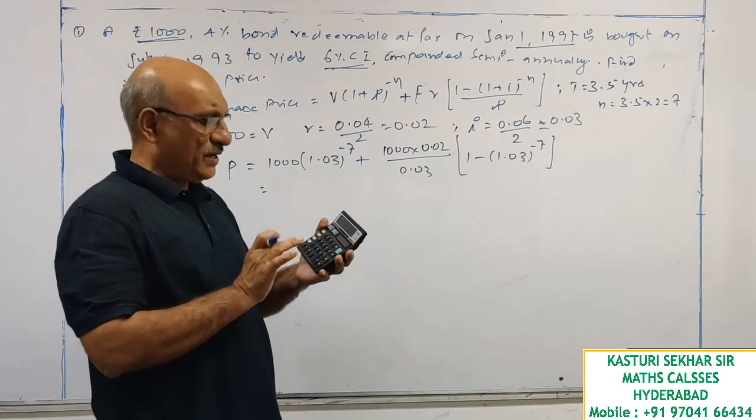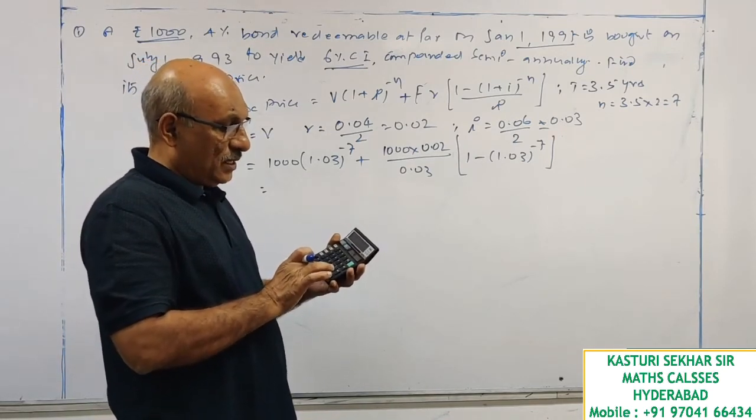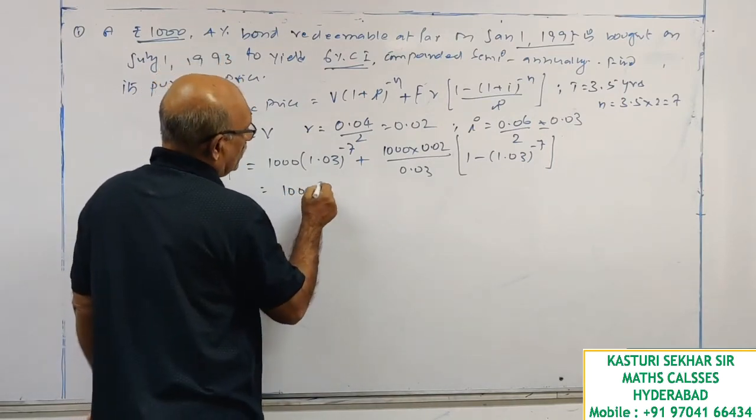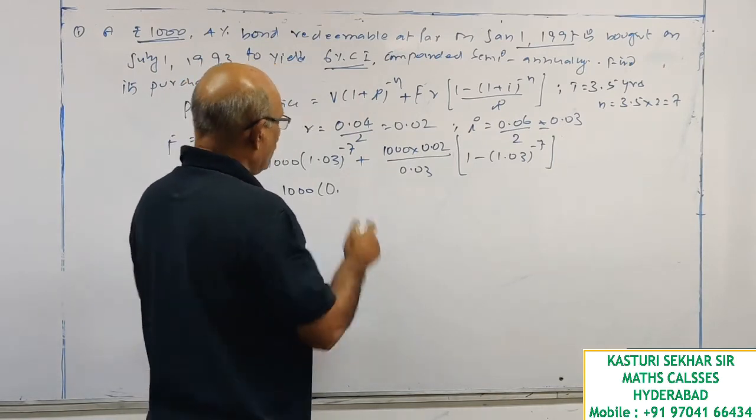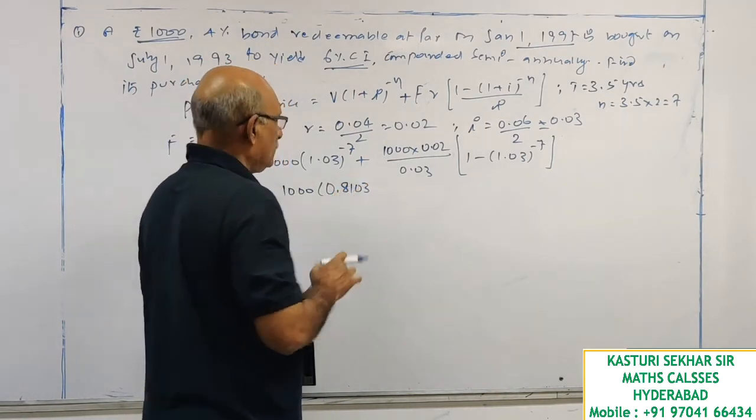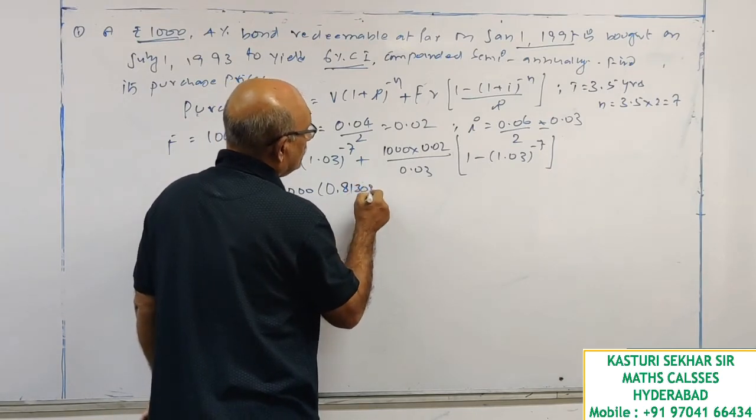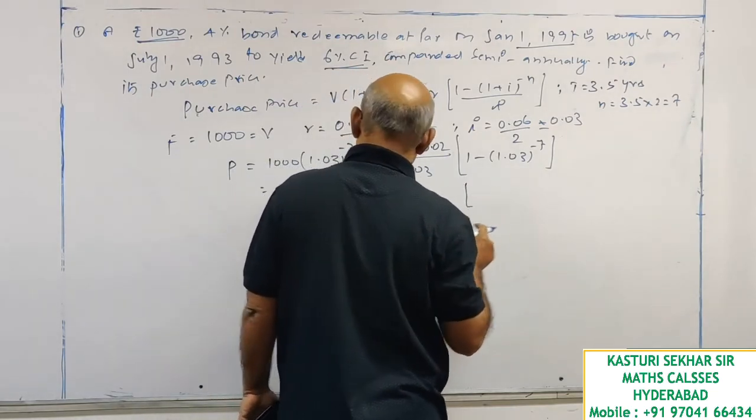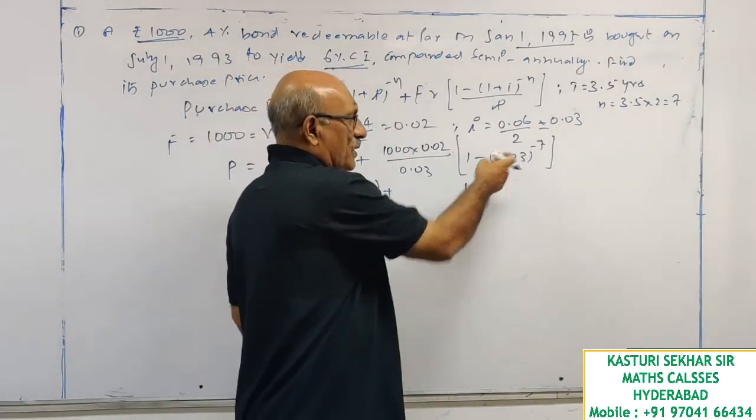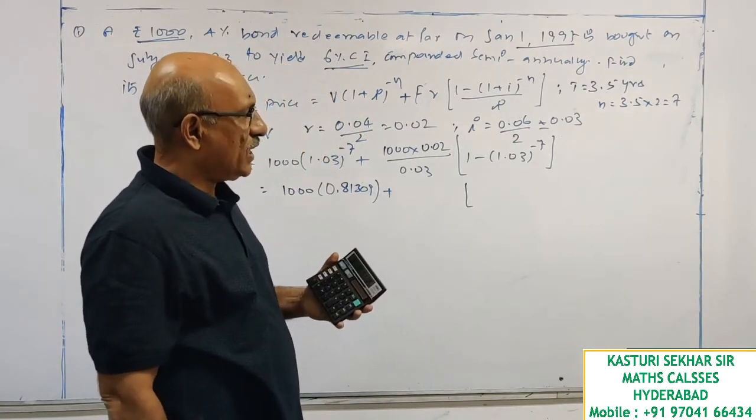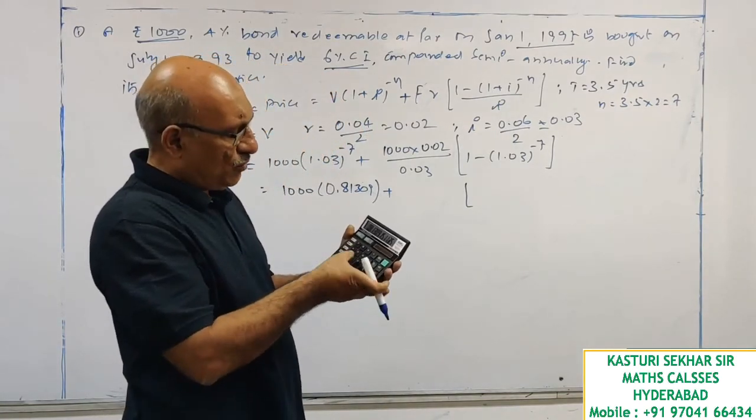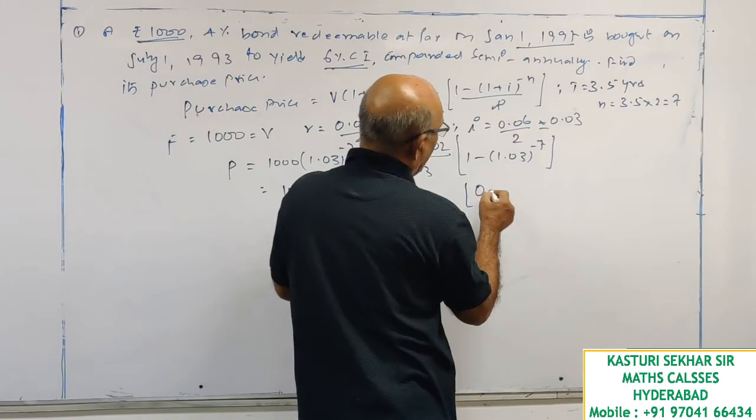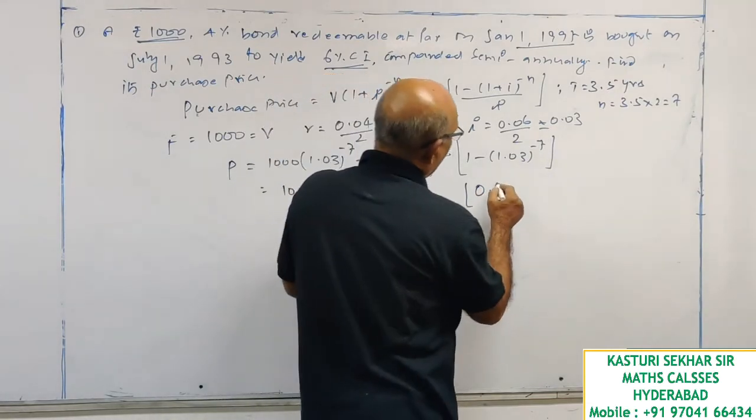So it is stored in the memory. 1 divided by MRC is equal to 0.81309. 1000 into 0.81309 plus, now here, 1 divided by value I already have, that should be subtracted from 1. So minus 1, plus minus sign, if I subtract 1, this is 0.18690.